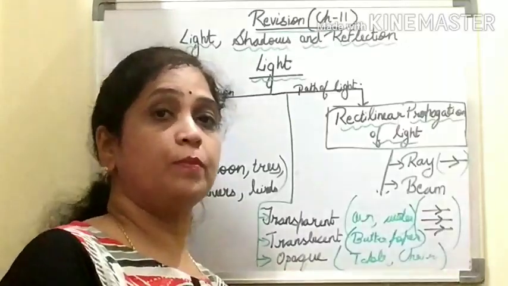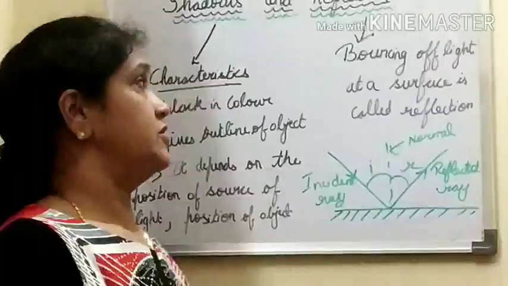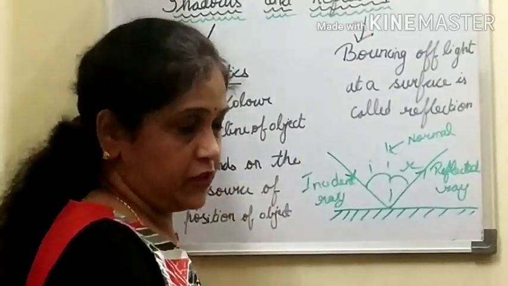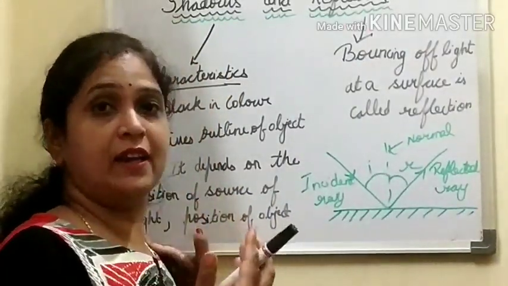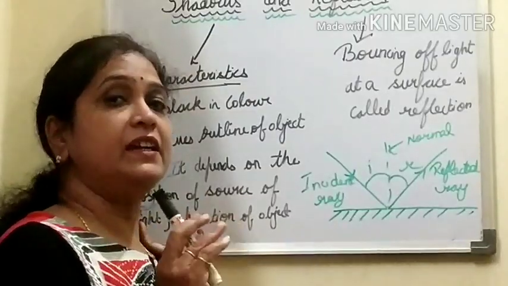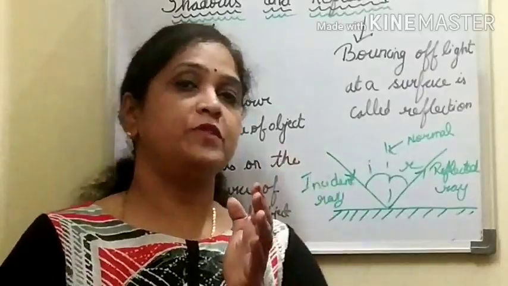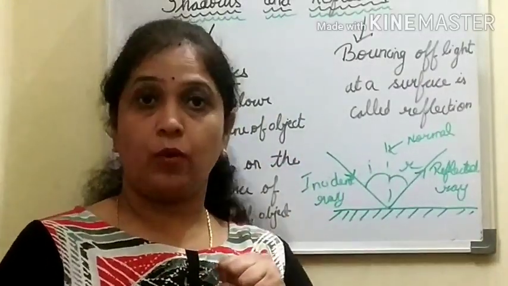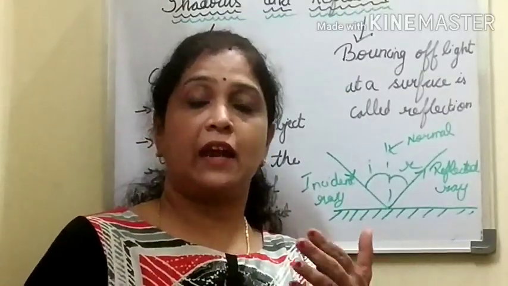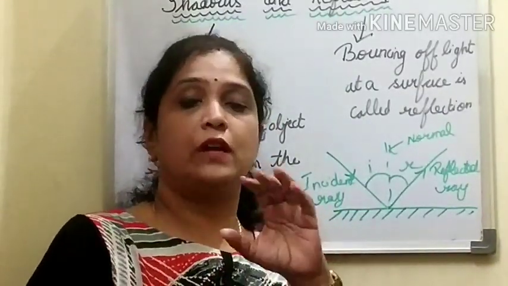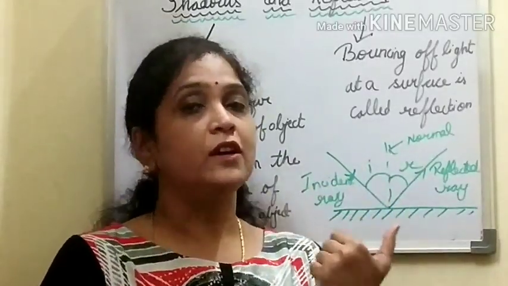Now, what is the next topic which we come to? We will discuss shadows. Now, shadows and reflection. What is a shadow? A shadow is a dark space formed behind an opaque object when light is blocked by the object. Now, when an opaque object blocks the path of light, what happens? As light travels in a straight line and cannot bend around corners, a dark space is formed behind the opaque object, and that dark space is known as the shadow.